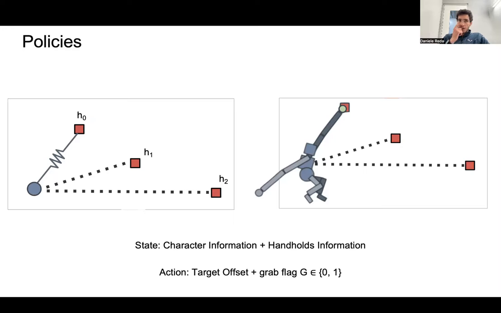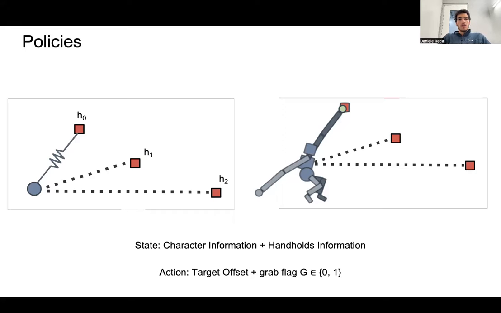The simplified character consists of a point mass and a single extendable arm. The full character, the one on the right, instead, is a 14-link articulated model that operates in two dimensions. Both of these characters perform the brachiation task in an environment where there is a sequence of handholds. This sequence is randomly sampled at every run, and each handhold is generated according to predefined distributions for height and distance with respect to the previous handhold.